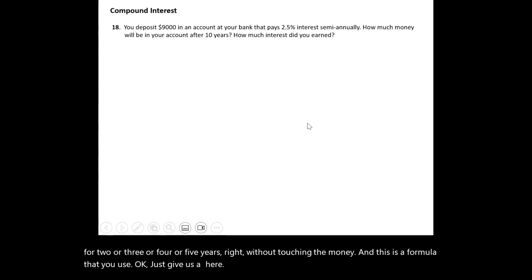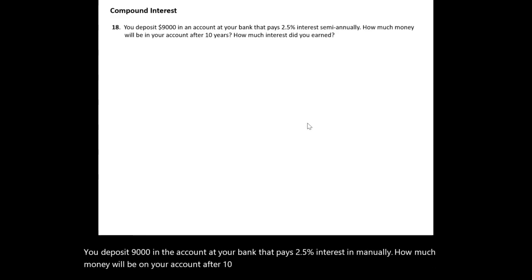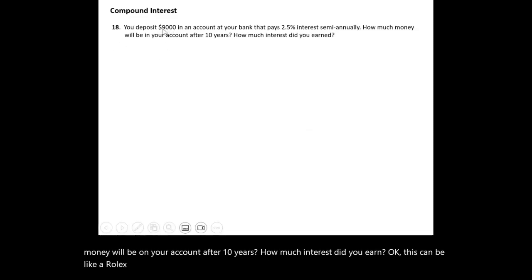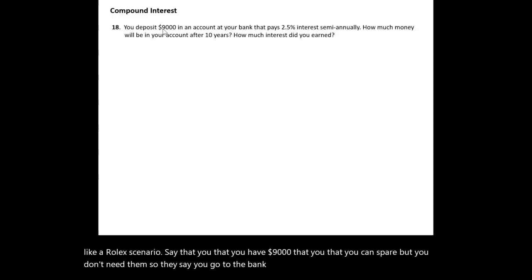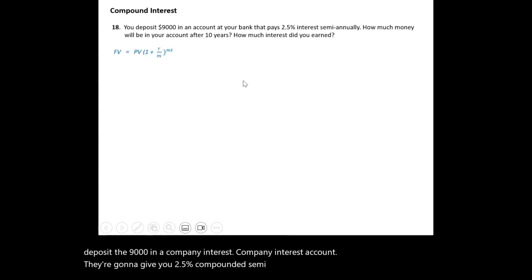You deposit $9,000 in an account at your bank that pays 2.5% interest semi-annually. How much money will be in your account after 10 years? How much interest did you earn? Okay, this can be a real-life scenario. Say that you have $9,000 that you can spare, but you don't need it. So let's say you go to the bank and you want to set up an account where you deposit the $9,000 in a compound interest account. They're going to give you 2.5% compounded semi-annually for 10 years.